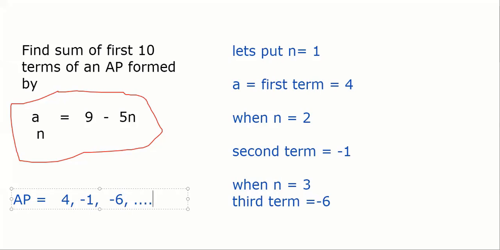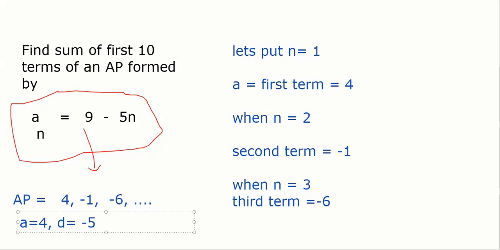The point I am trying to say is, the moment you have this kind of equation given, you can form the AP very easily. Just put n equal to 1, 2, 3, 4, 5, whatever you want. Once you know this AP, you know everything. You know A equal to 4. What is D here, guys? Write on chat. What is D in this AP? Difference. Minus 5, sir. Minus 5.